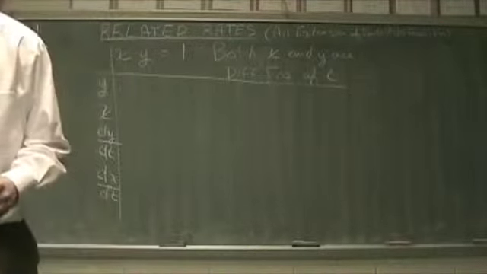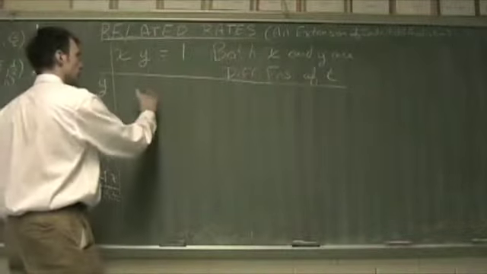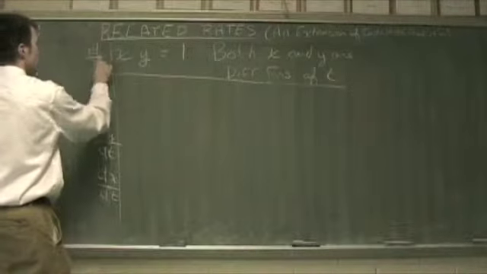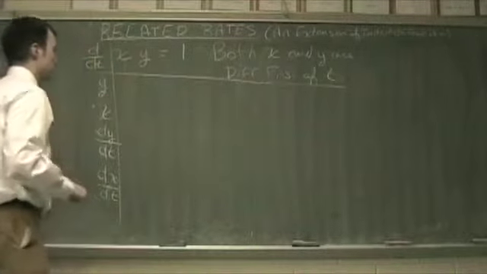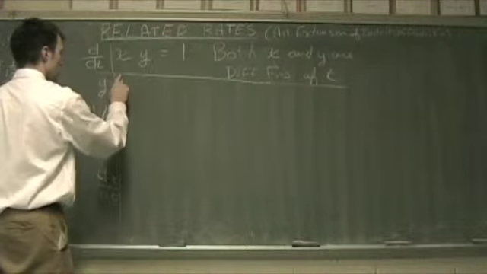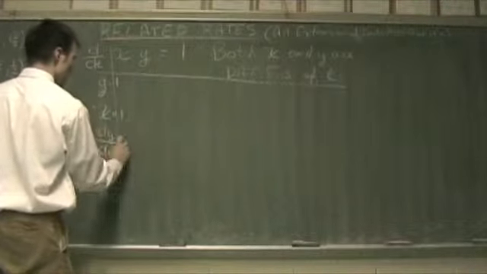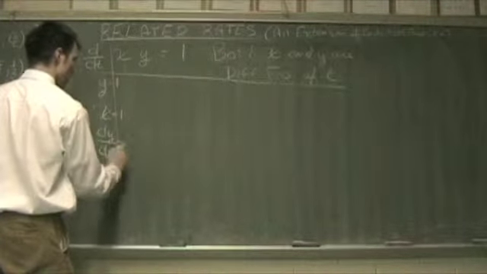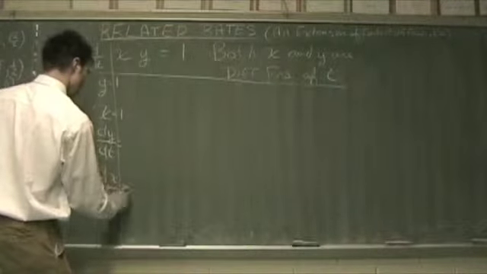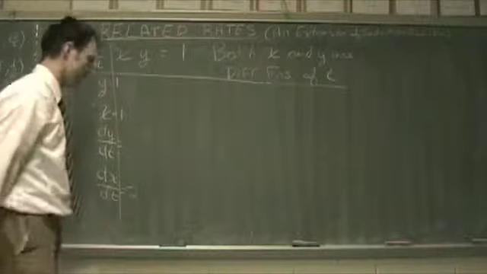Okay? So we can differentiate something like this. Take the derivative with respect to t when y is equal to 1 and x is equal to 1, and dy/dt is unknown. Let's say dx/dt is equal to -2.